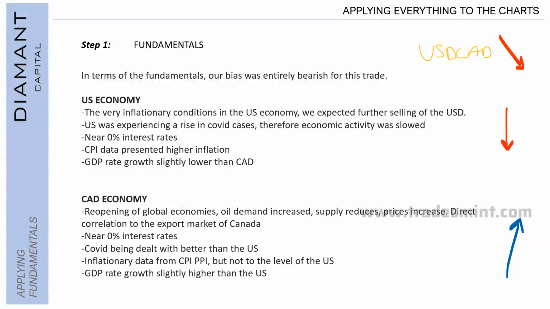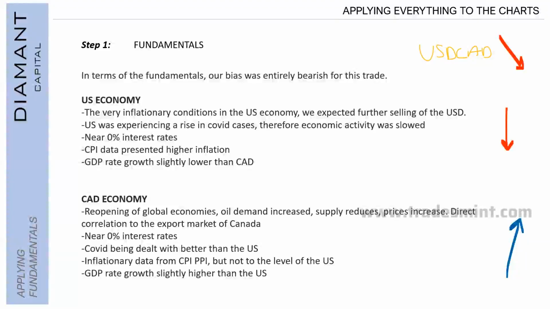And then for the CAD, the Canadian economy. You've got the reopening of global economies, therefore oil demand increased. Of course, with the reopening of global economies, there's a higher demand for oil because it's one of the most used commodities throughout all types of industries. Therefore, as demand increases, supply reduces, and therefore prices of that oil increase. As we've explored in the previous videos, there's a direct correlation to the export market of Canada. What that means is if Canada is exporting more than it's importing, it's in a trade surplus. Therefore, it's positive for the economy.